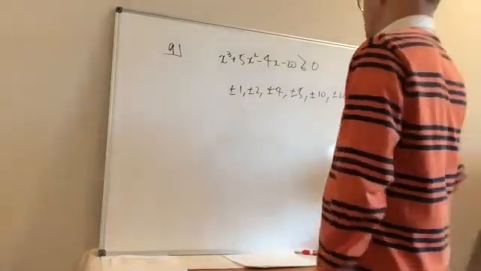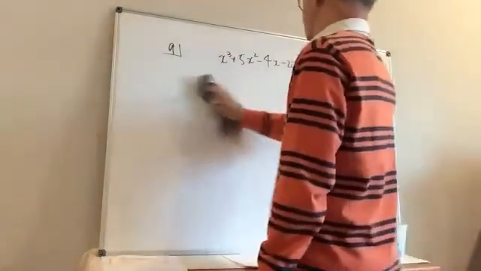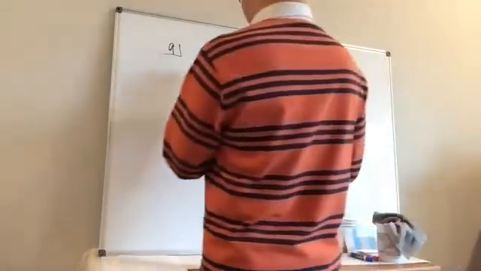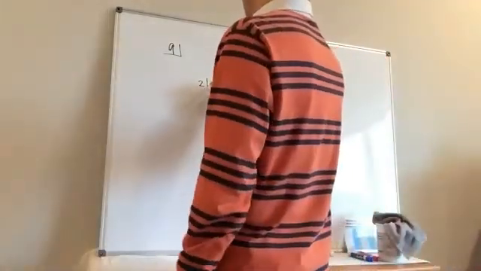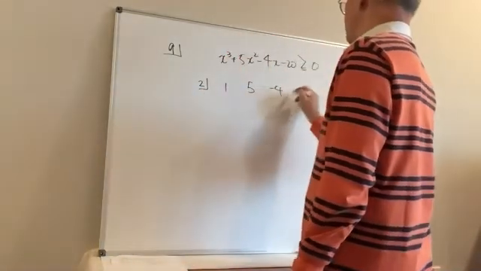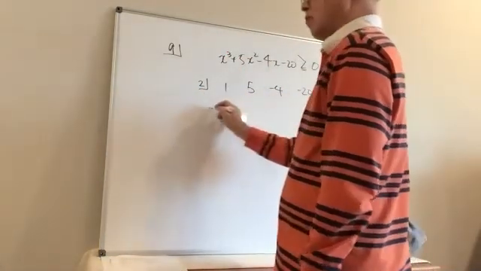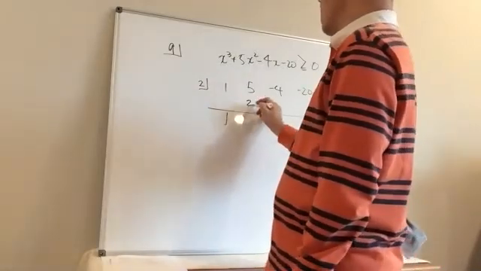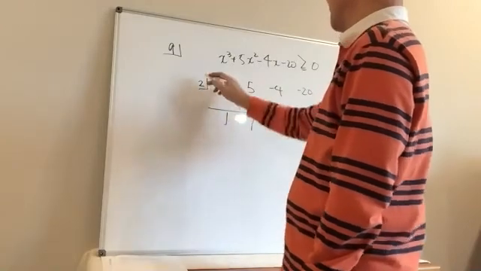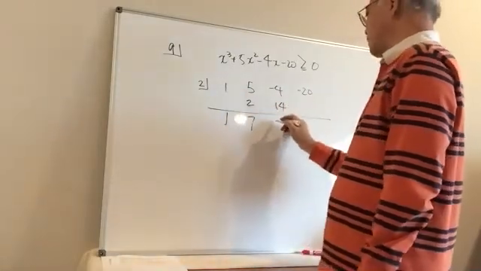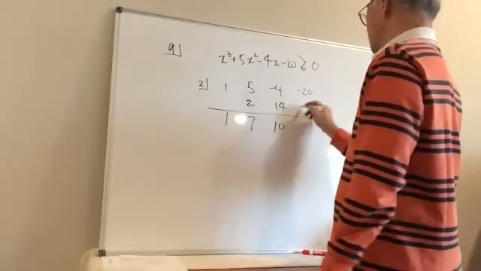So again, I'm going to go ahead and put it in the calculator. It looks like 2 is one of the answers. So let's go ahead and do 2, 1, 5, negative 4, negative 20. 1 comes down times 2 plus 7, 14, add that together, I get 10. 20 is equal to 0.